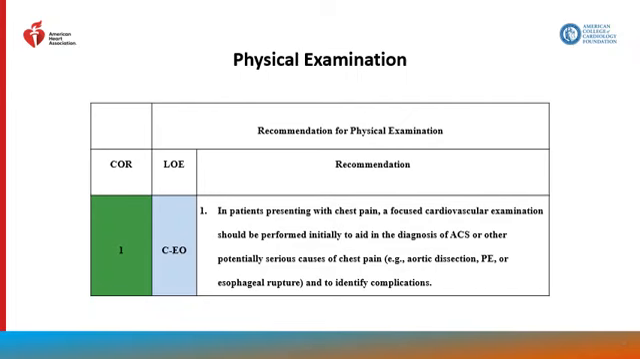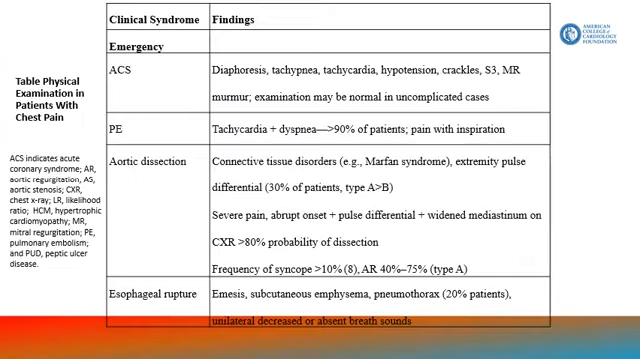After that, you have to do a focused physical examination. Usually in a patient with acute coronary syndrome without complication, the examination could be free, nothing. But serious conditions could be excluded, like esophageal rupture, pulmonary embolism, aortic dissection. Signs could help you to exclude these. So please examine the patient.